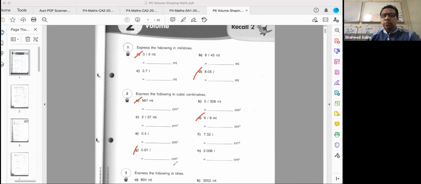When you send your answers, in case you do not know, 1 liter is equal to 1,000 cubic cm. In case you don't know, 1 liter is also equal to 1,000 milliliters.